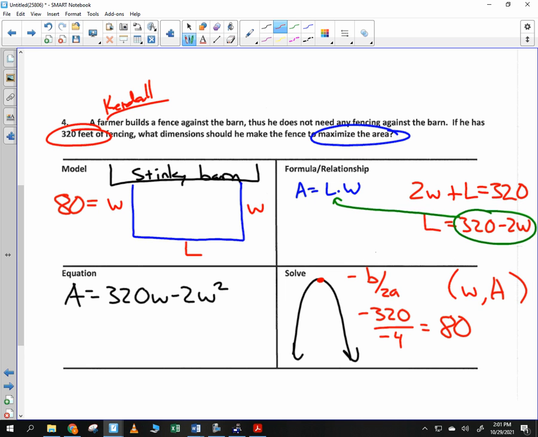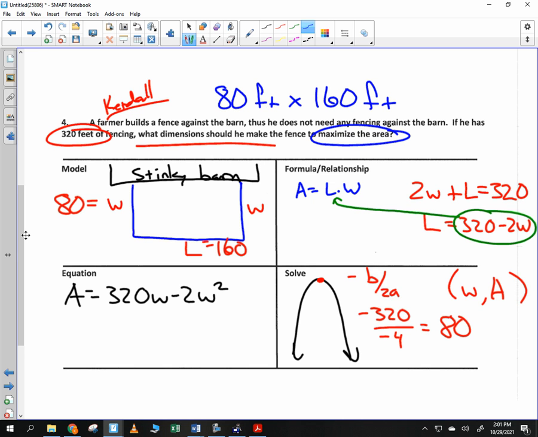How can I figure out the length? I've got this nice formula right here, don't I? It says length is equal to 320 minus 2W. 80 times 2 is 160. 320 minus 160 is 160. So when it asks what dimensions she should make the fence to maximize the area, she's going to go 80 feet by 160 feet.